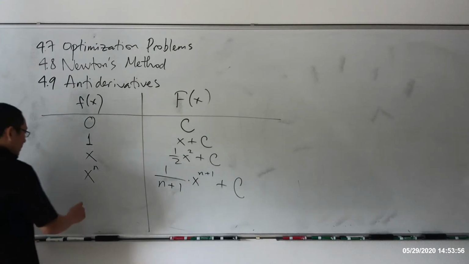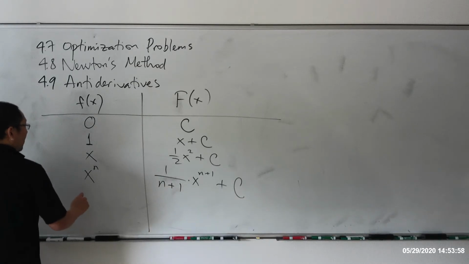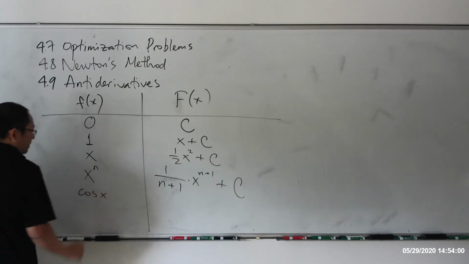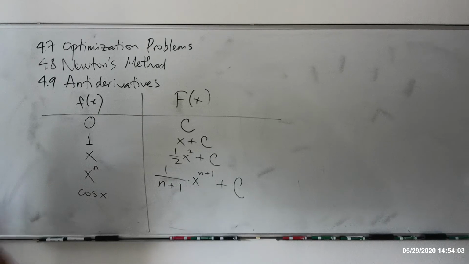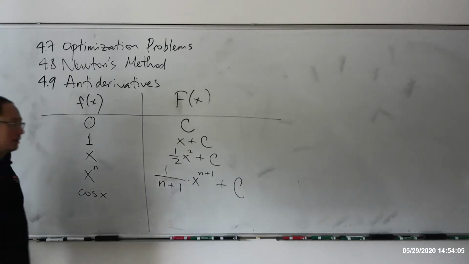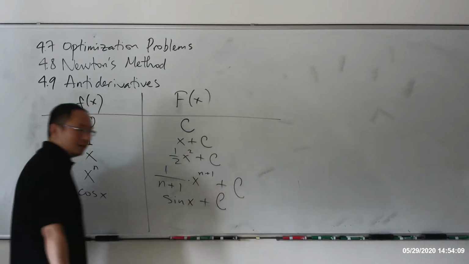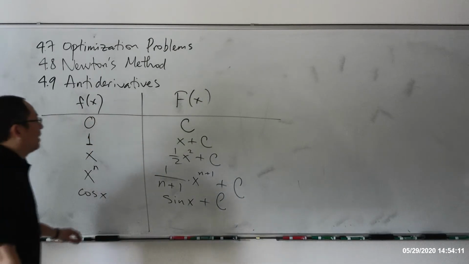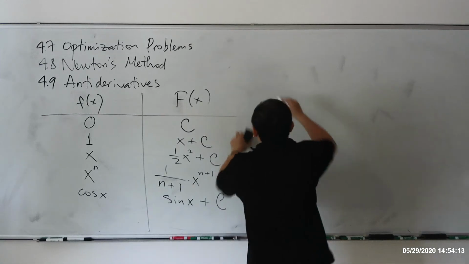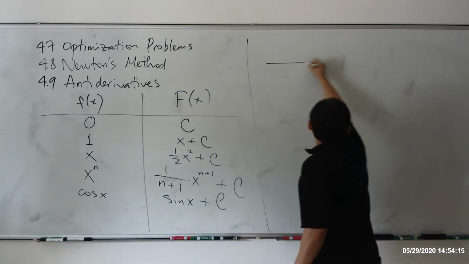Okay? So what about cosine of x? You ask yourself, what function would I take the derivative of to get cosine? It's going to be sine x, and don't forget plus c. Okay, I'm running out of room, so let me go over here. Do the same thing.